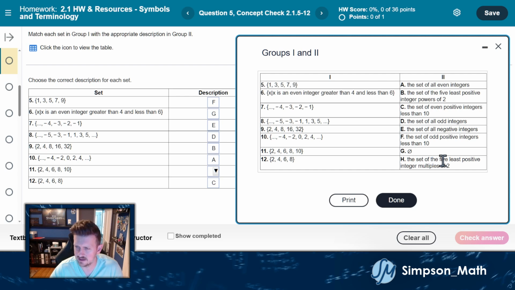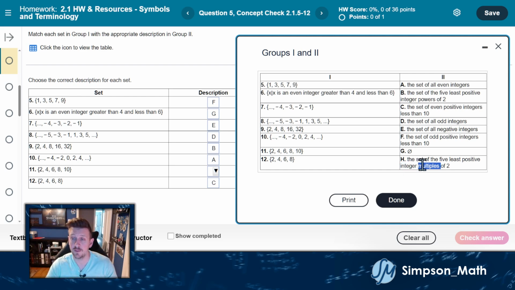Now, again, this H uses the 5 least positive integer multiples of 2. So we have the 5 least positive, so that's the smallest 5, but not starting at 0. But multiples of 2 is another way of saying even. It's a multiple, that means I can skip count. 2, 4, 6, 8. Because if I start at 2 and then start skipping, add 2, add 2, add 2.